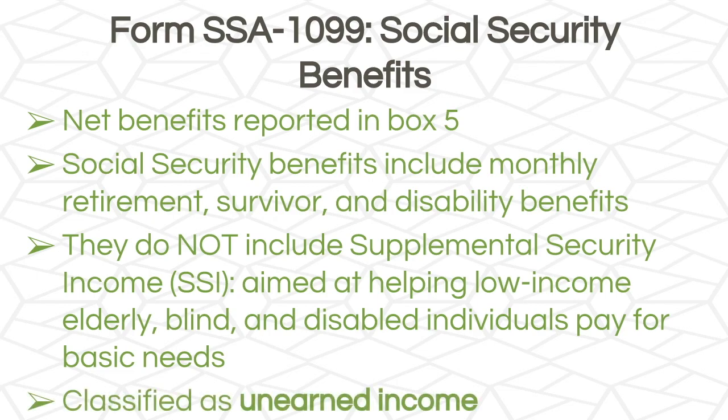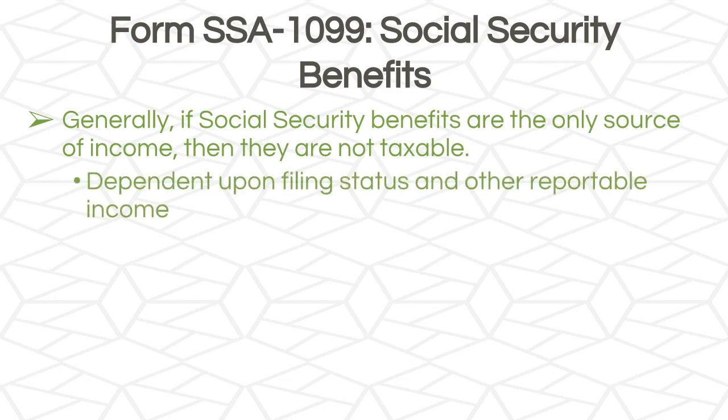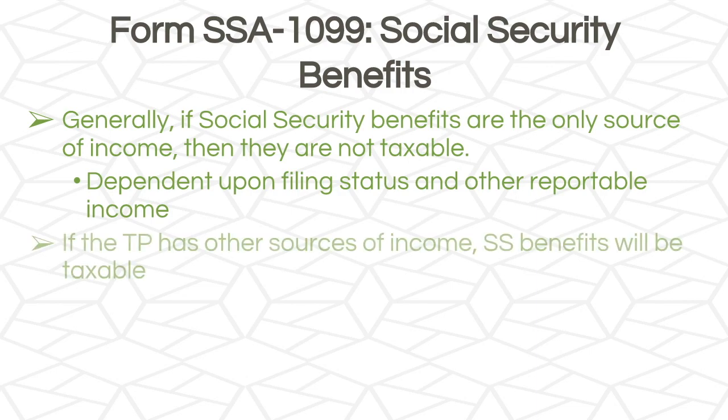So, Social Security benefits, of course, are classified as unearned income. Generally, if these benefits are the only source of income to the taxpayer, then they are not taxable. This is going to be dependent upon filing status and other reportable income. So, if the taxpayer has other sources of income, then Social Security benefits will likely be partially or fully taxable.